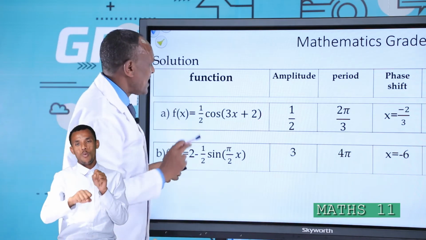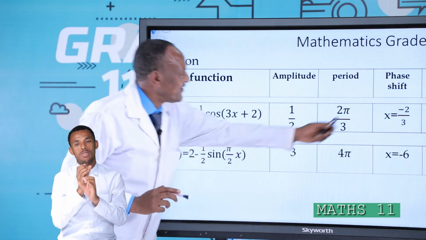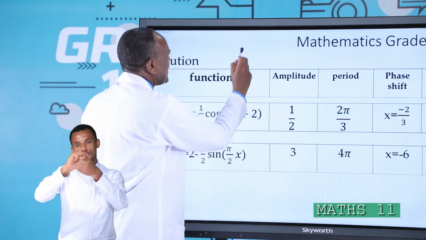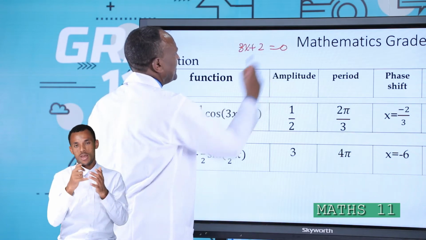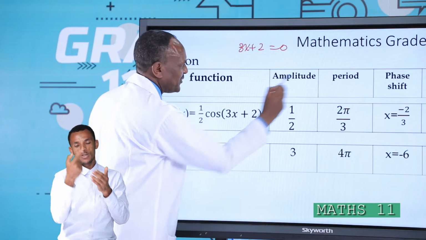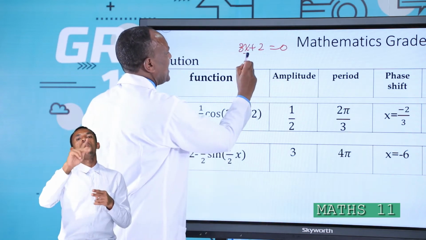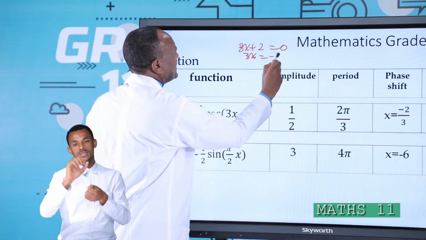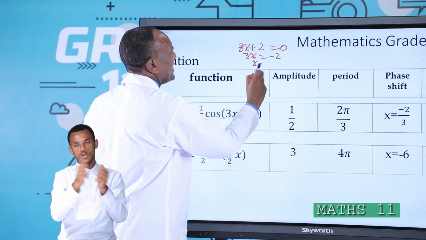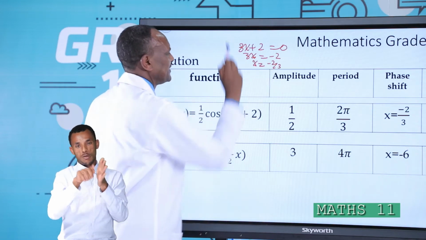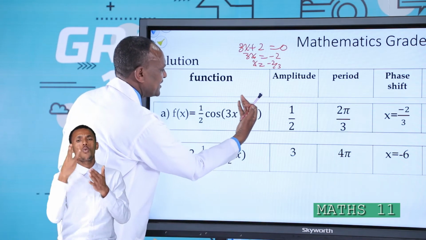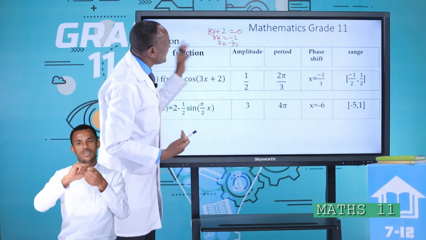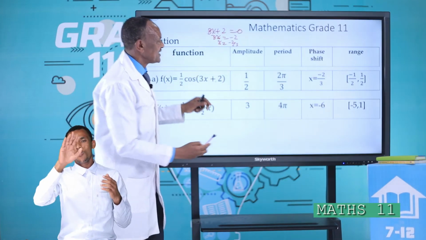So when you are calculating the phase shift, you have to take the expression 3x plus 2 and set it equal to 0. The zero of this expression we call the phase shift. So we have 3x equal to negative 2. Divide both sides by 3. x equals negative 2 over 3. That means the graph of this function is shifted to the left side 2 over 3 units. That is what it says.